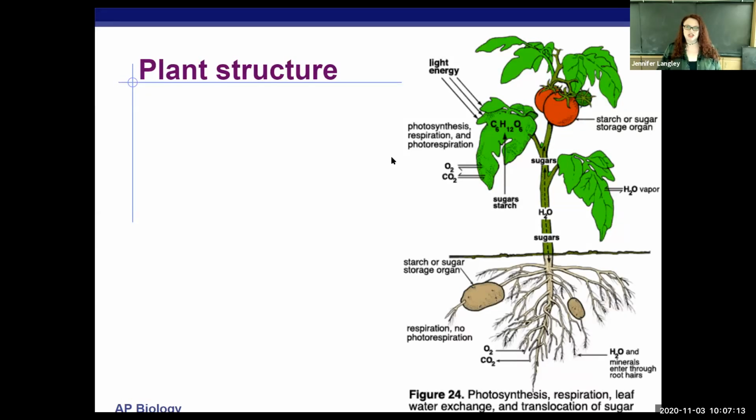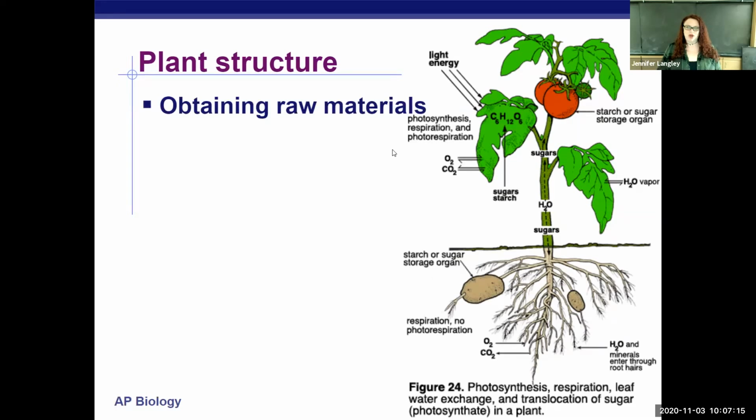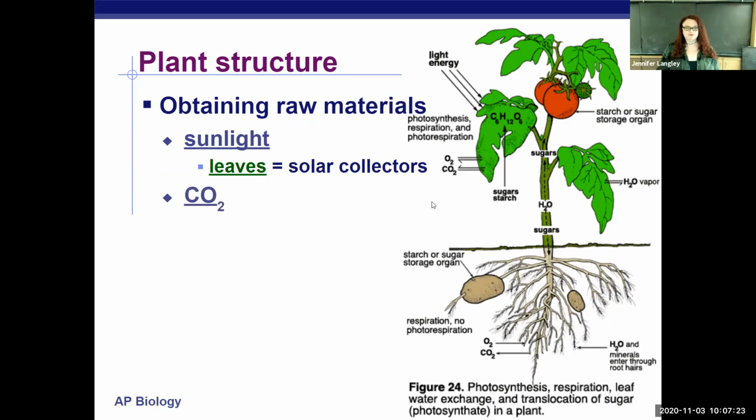All right, so plant structure. We have to obtain raw materials. To do that, we need to obtain sunlight. We have giant solar collectors. Those are our leaves. To collect carbon dioxide, we have what are called stomates, and we're going to have a slide on those in just a second, but it allows for gas exchange. We have lungs. They have stomates.